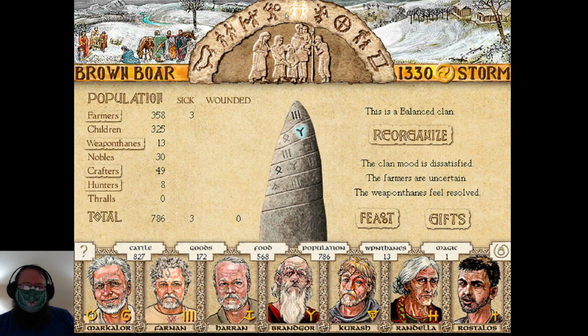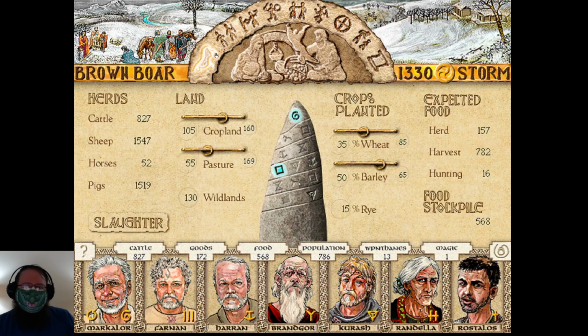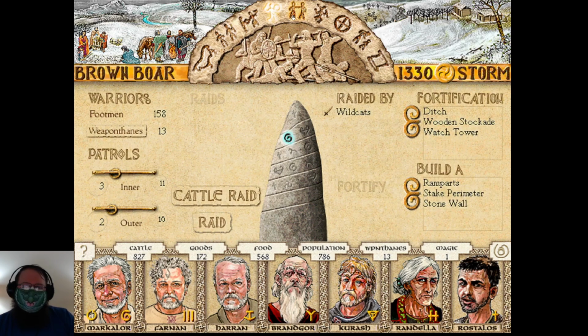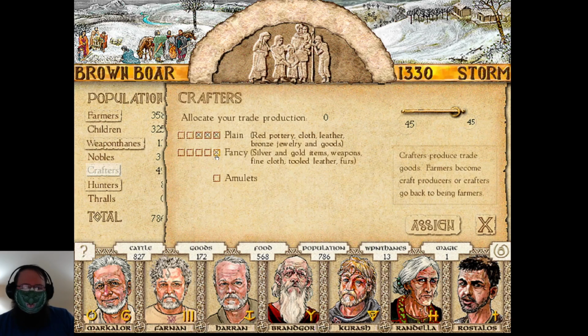Now, where is the... I'll learn what these various things do at some point. I have no clue what's going on there. I'll have to read up on it. Yeah. Crafters. Do we want to remove Plain and get into the amulet business?